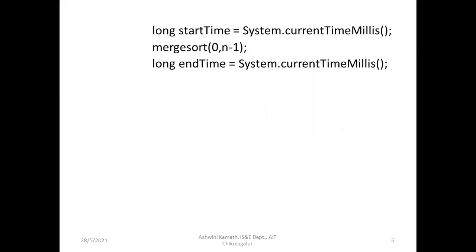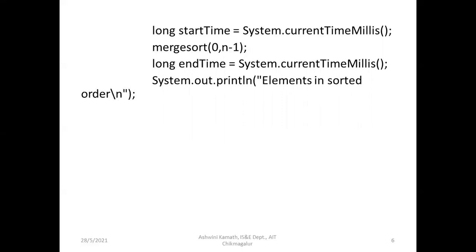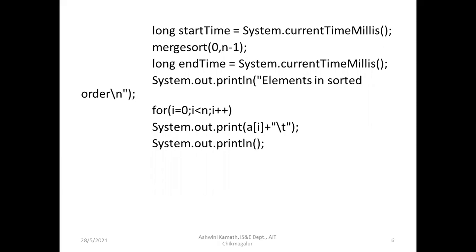Remember that it will read the current system time in milliseconds. Then System.out.println "Elements in sorted order". We have to check whether it is getting sorted or not, right? So display that: for i equal to 0, i less than n, i plus plus, System.out.print(a[i] + "\t"), that is a tab space. It will display the element present in a[i], then one tab space. Then System.out.println will just include a new line.